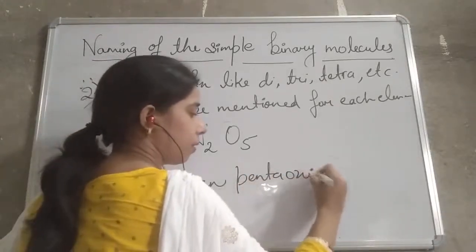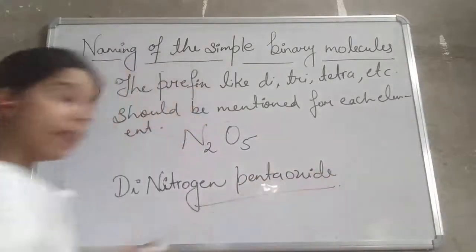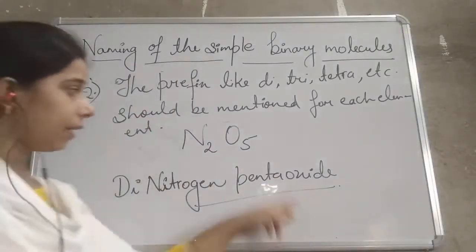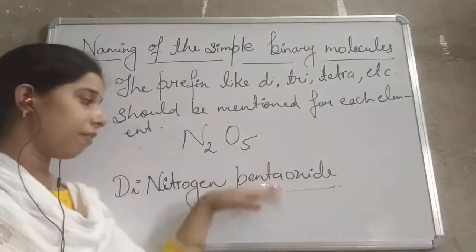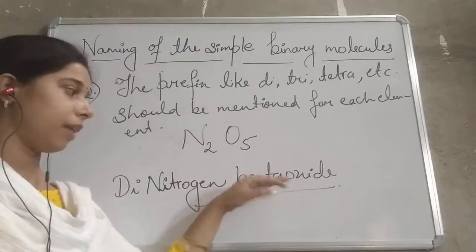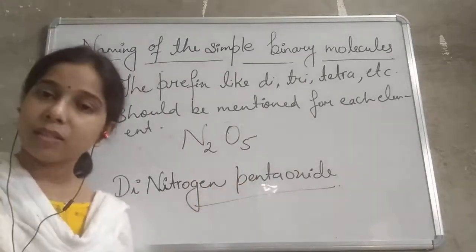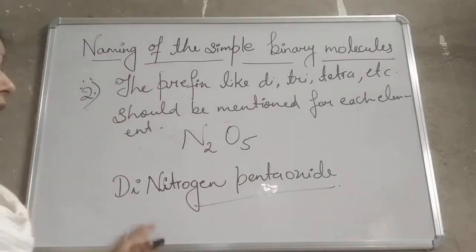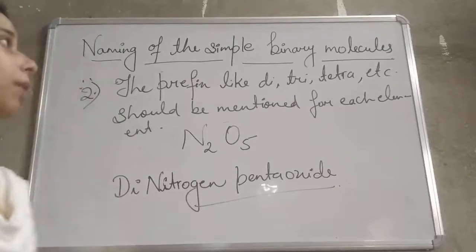Pentaoxide. Okay, so dinitrogen pentaoxide. We will write nitrogen as such, oxide, that is the oxygen, and 5 oxygen is there. So we will write here pentaoxide, dinitrogen pentaoxide. So for now you have understood how we will write this simple binary molecule.